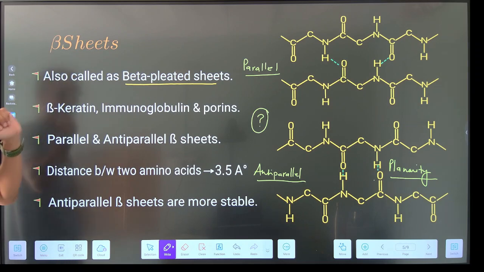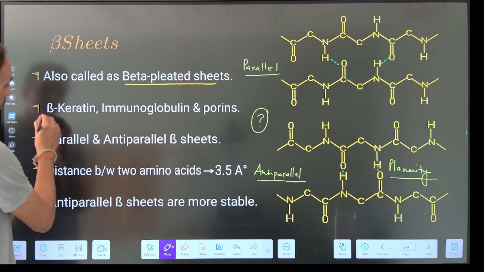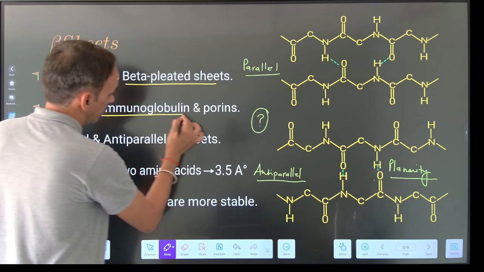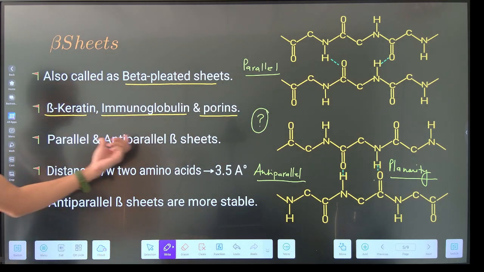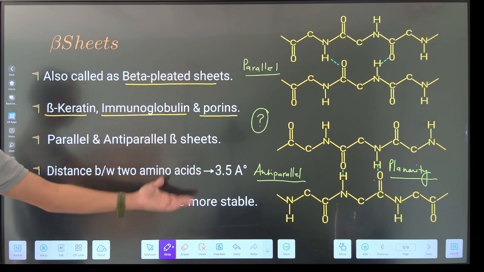Now these beta sheet structures are found in beta keratin, antibodies, immunoglobulins, as well as in porin proteins. We have parallel and anti-parallel beta sheets, which we have already discussed.